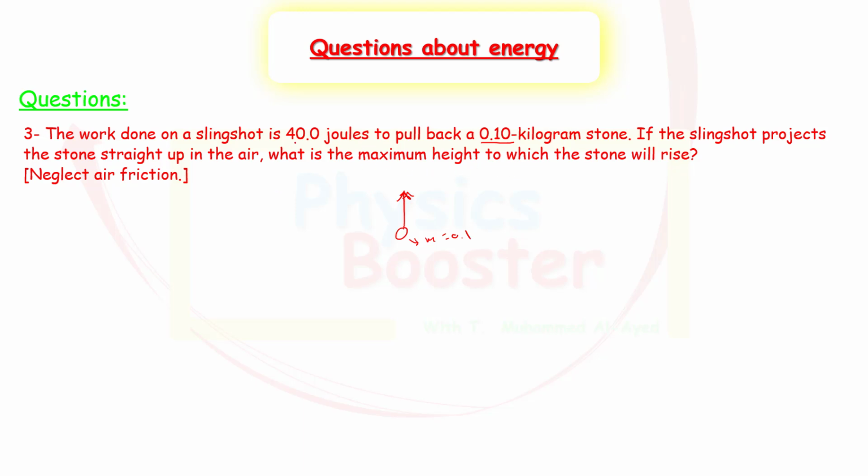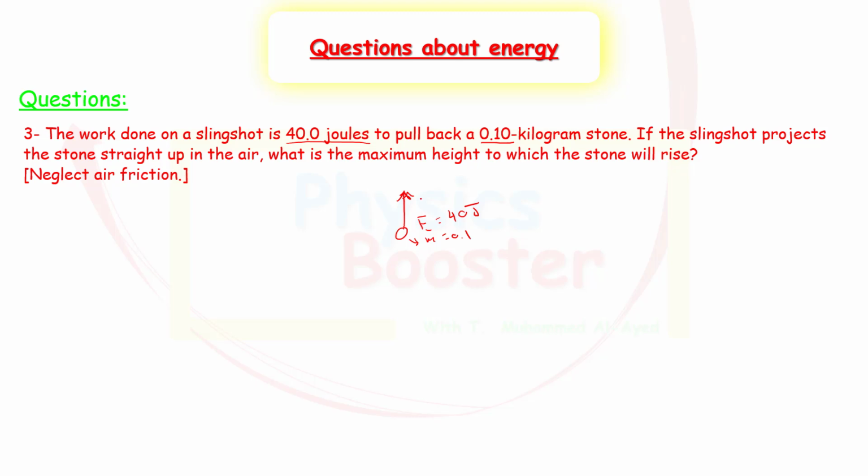So the slingshot gave the rock 40 joules. So this means that the rock's energy right now is equal to 40 joules. But what type of energy does it have? Well, since it's moving, it has kinetic energy. But this kinetic energy is going to be transformed into potential energy. And we will be talking more in detail about energy transformation in the next videos.